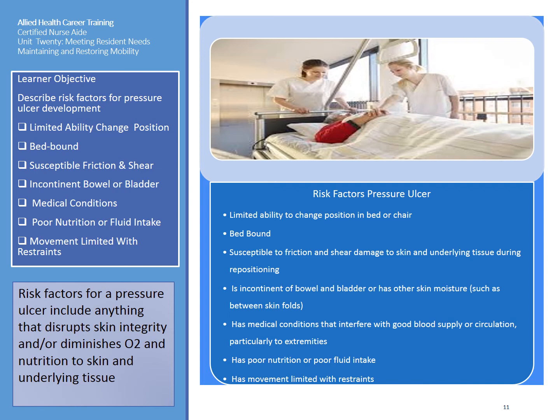Also, there are some medical conditions that interfere with good blood circulation or supply, particularly to the extremities. And when they don't have good circulation, that oxygen and that nutrition is not getting to that tissue like it should be. Therefore, we can have some sores and some red areas develop from both not getting the O2 and nutrition and also from pressure.